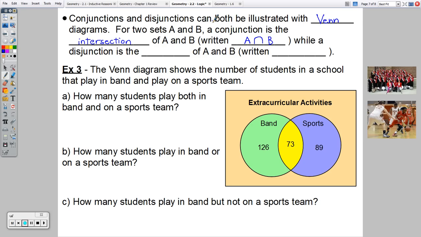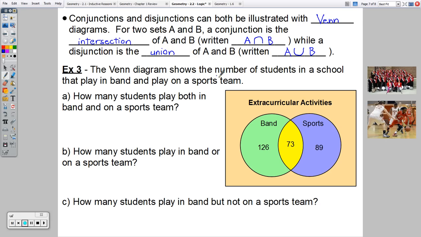I may refer to it like that in the future. But again, you might not see that in our book. While a disjunction is where we put them together, we bring them together. It's the union of A and B. And we write that as A, and then it's easy to remember, union is the capital U looking one, but again, a little wider than what you might write a normal capital U. So A union B.